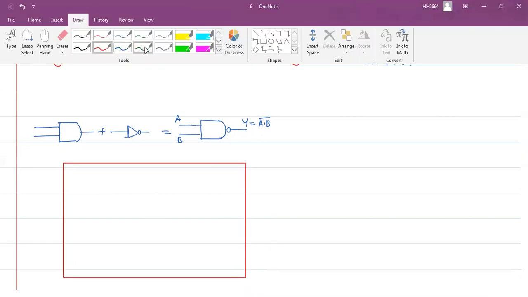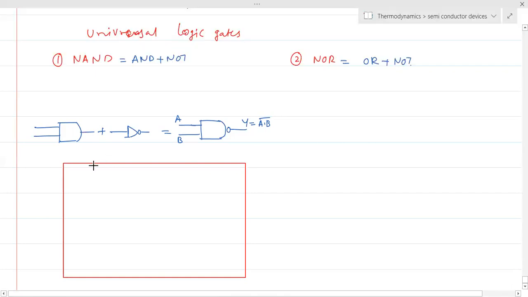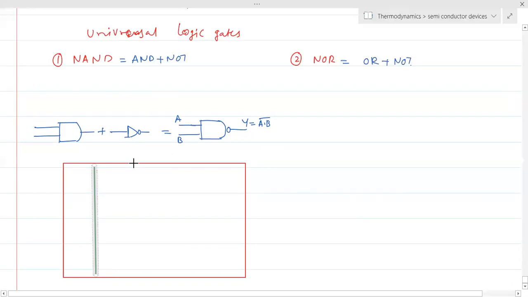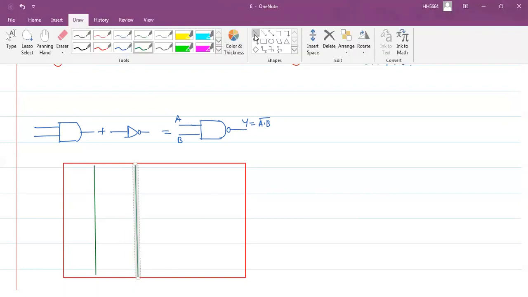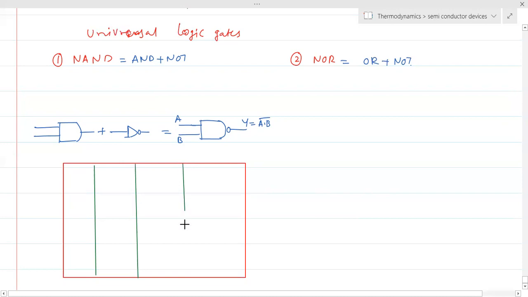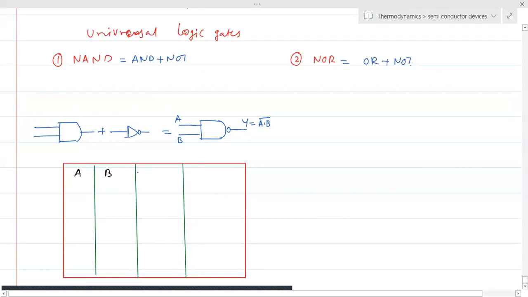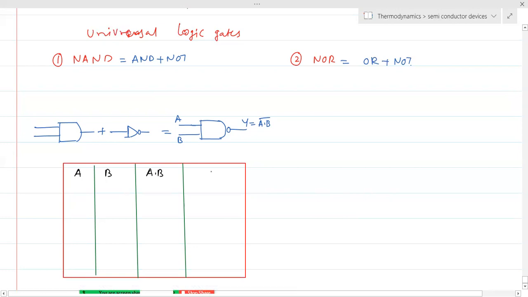So now we will understand the truth table for the NAND gate. A, B, this is for B, and this is for A dot B and A dot B bar. You need to understand this carefully: A, B, A dot B, and Y equivalent to A dot B bar.